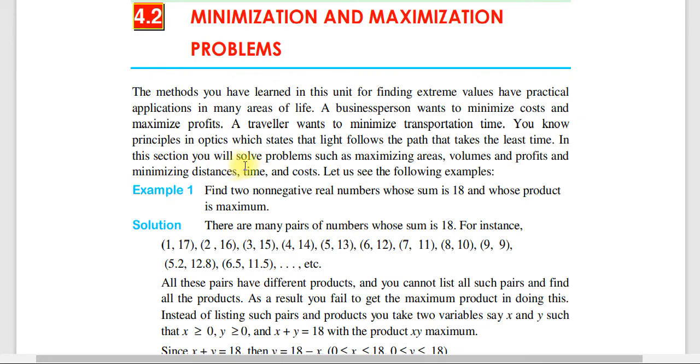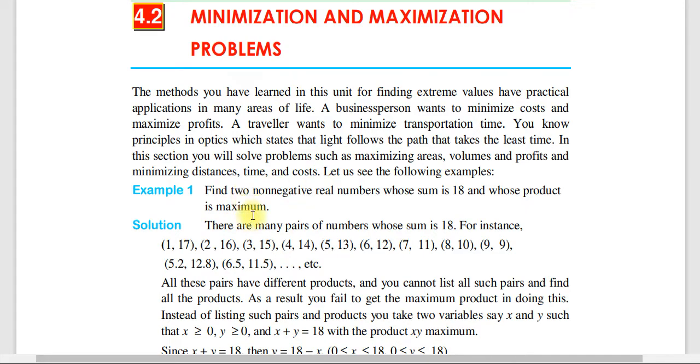In this section, you will solve problems such as maximizing area, volume, and profit, and minimizing distance, time, and cost. Let us see the following example. Example number one. Find two non-negative real numbers whose sum is 18 and whose product is maximum.